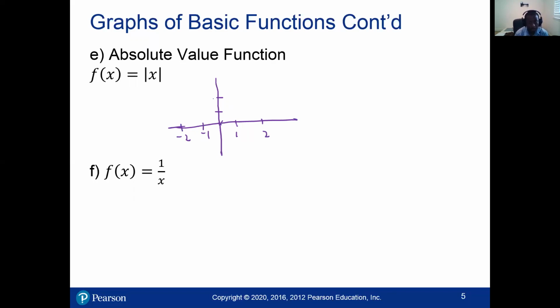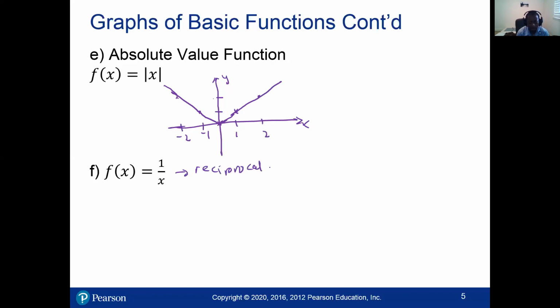So 0, 0 is 0. The absolute value of 1 is 1, which is this point. The absolute value of 2 is also 2, so that is the point. On the other hand, the absolute value of negative 1 is 1, so it is symmetric with respect to the y-axis. And the absolute value of negative 2 is also positive 2. So if you take a straight edge to draw these lines, you have that. So this is the absolute value function.